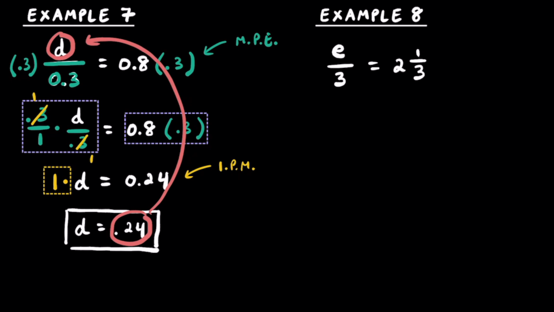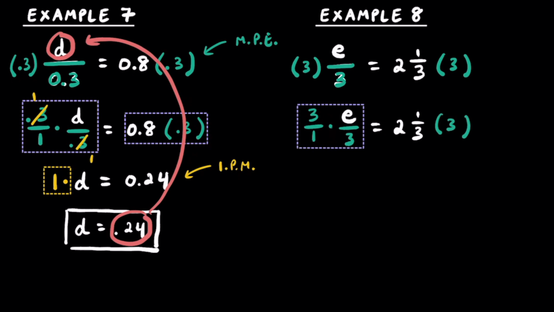For example 8, we have e over 3 is equal to 2 1/3. So to balance out this divided by 3 on the left side, let's go ahead and multiply by 3, but we have to do it on the left, then we have to do that on the right. Rewriting 3 as a fraction, we can write 3 over 1, and we're going to multiply that by e over 3 that we started with, and this is going to be equal to the 2 1/3 on the right side, multiplied by the 3 that we put there ourselves. On the left side, these 3's will cross cancel to make 1's, and we can just write 1 times e. And on the right side, we have a little bit of work to do here.